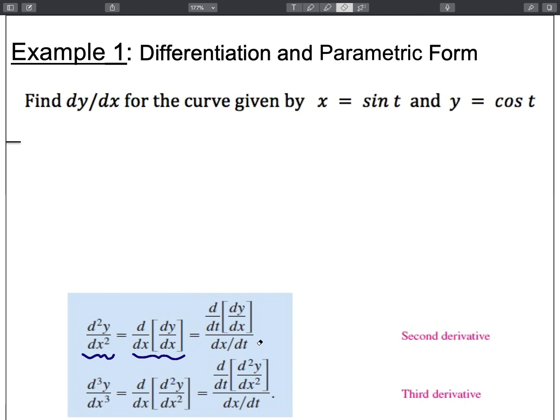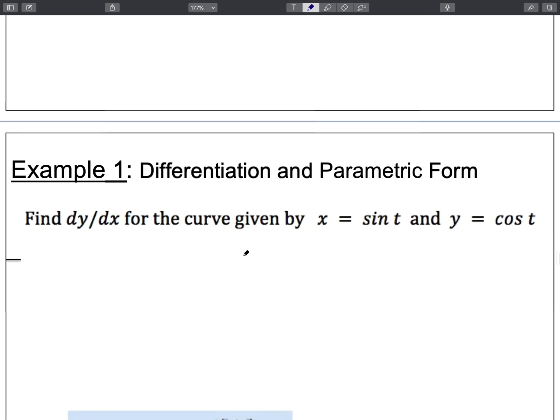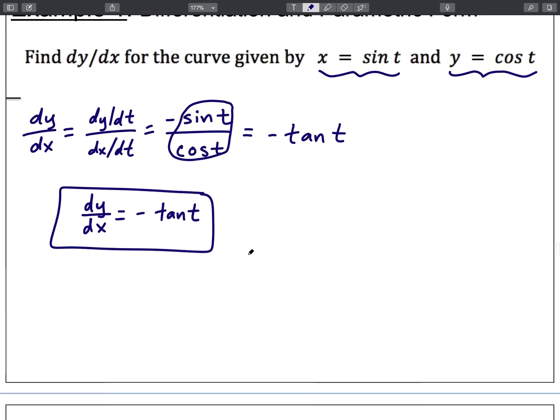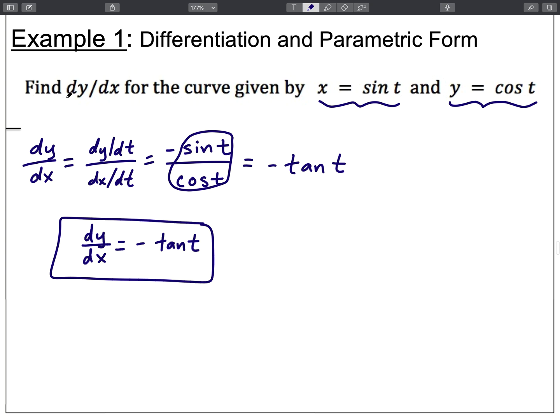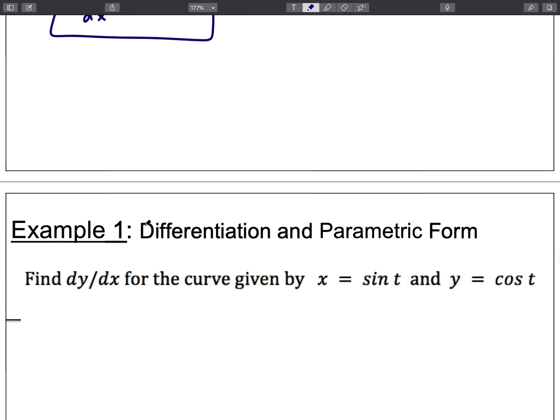So I would say the top part makes a lot of sense: you're taking the derivative of the first derivative, which makes sense for a second derivative. But the part that makes it interesting is that you still have to divide by the original dx/dt. So going back to this example, I want to extend it. I know that they only asked us for the first derivative, but I want to find the second derivative with you because I think that would be beneficial. So just remember that the first derivative is negative tangent of t.